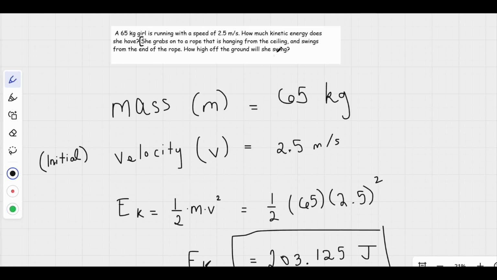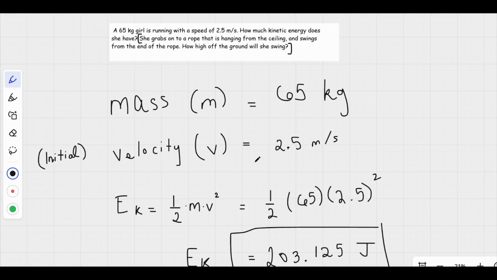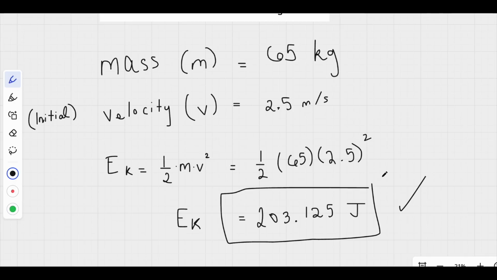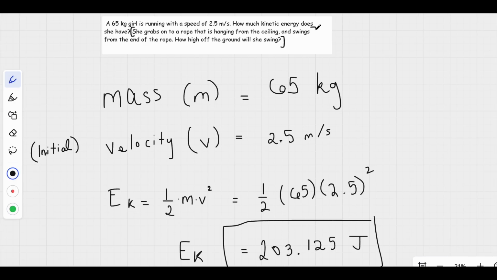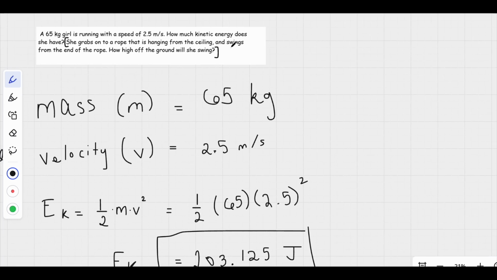So the next part of the question is where we will actually use conservation of energy. This was just finding kinetic energy, which is just plugging in the numbers. Here we will have to use the concept of conservation of energy. She grabs onto a rope that is hanging from the ceiling and swings from the end of the rope. How high off the ground will she swing?